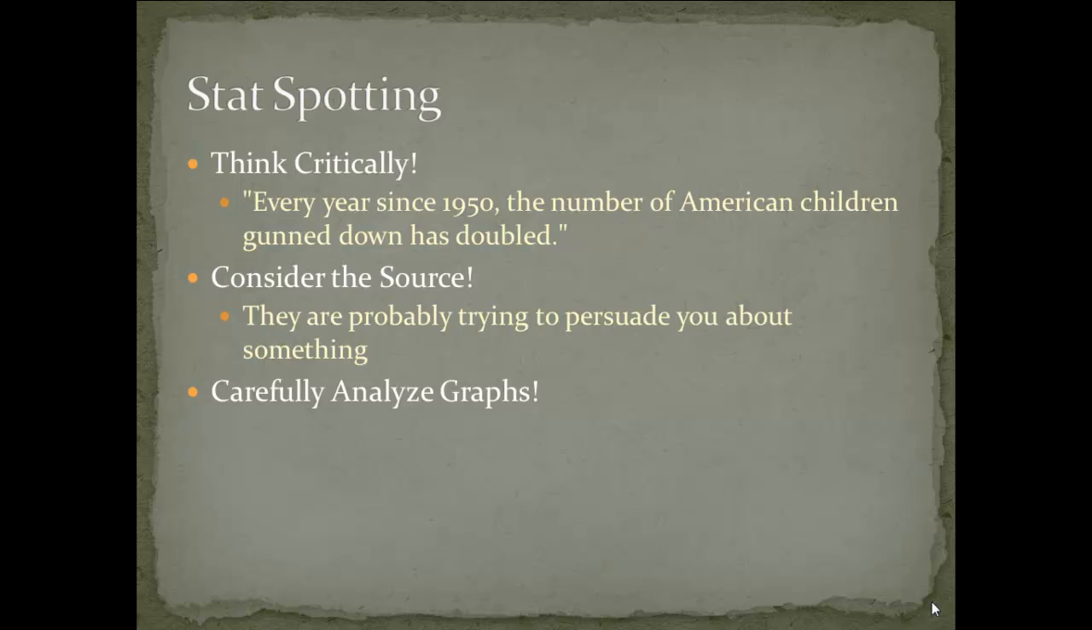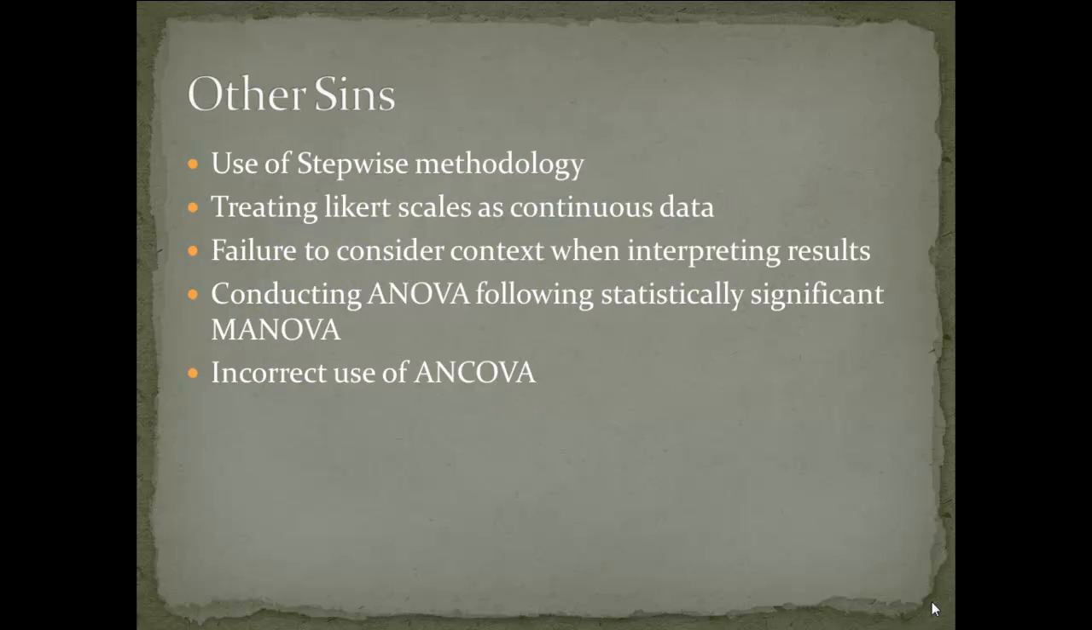So just a quick mention of other sins, because there are so many. One is the use of stepwise methodology. Treating Likert scales as continuous data has been considered another sin. Failure to consider context when interpreting results. Conducting ANOVA following statistically significant MANOVA. And then incorrect use of ANCOVAs. Again, there are even more than this. We could talk all, several days about it. But these are just a few more things to look out for. You can look at my references section if you're interested in reading more about these. There are some really great articles and books in there.